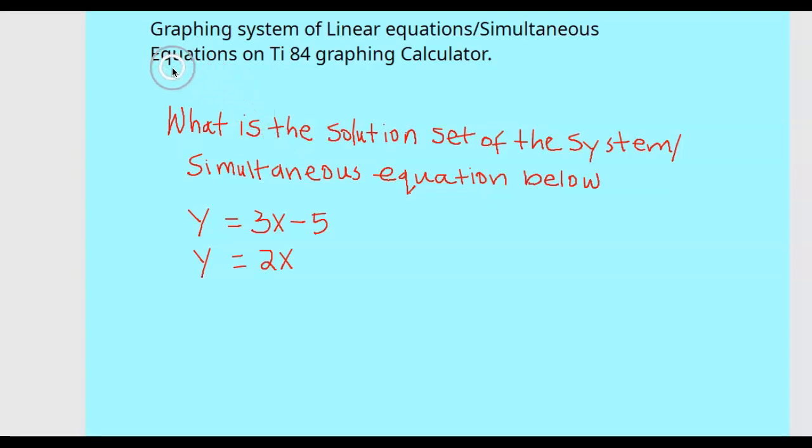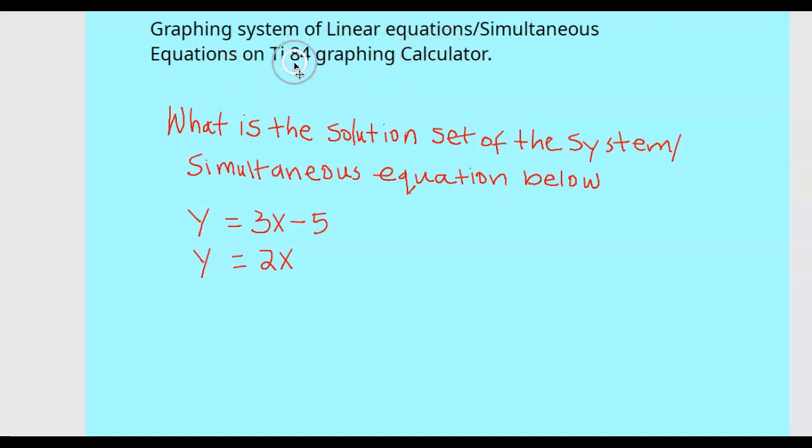Today we are going to look at how we can graph a system of linear equations, or simultaneous equations, on the TI-84. If you're here in the United States or Canada, we call it a system of equations, and as you go to Europe, Indonesia, Vietnam, and Africa, they refer to it as simultaneous equations. They all mean the same.